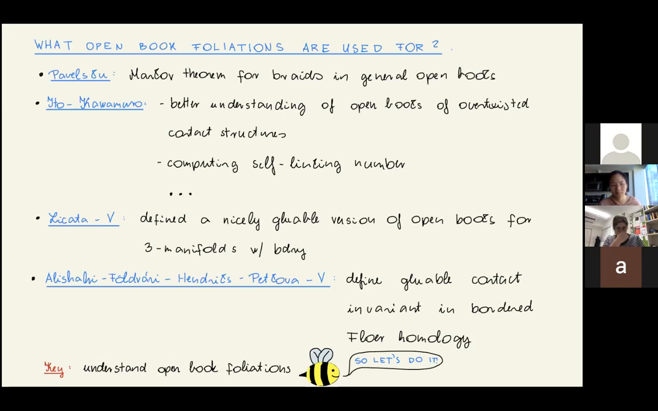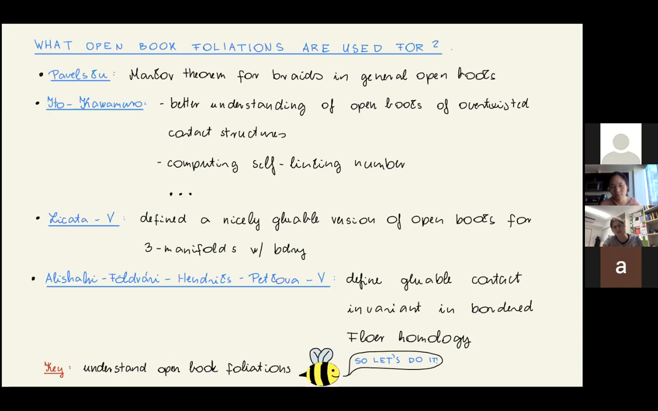And then we just joined in later in this field, and we used these open book foliations as boundary conditions for manifolds with boundary, and we defined the gluable version of open book. So basically, what you should think of is that you cut a normal open book along a surface which has an open book foliation on it. So it's some sort of generic surface, and then you get an open book which has some boundary conditions, which prints something on the boundary. And because there is this print on the boundary, you can nicely glue them together.